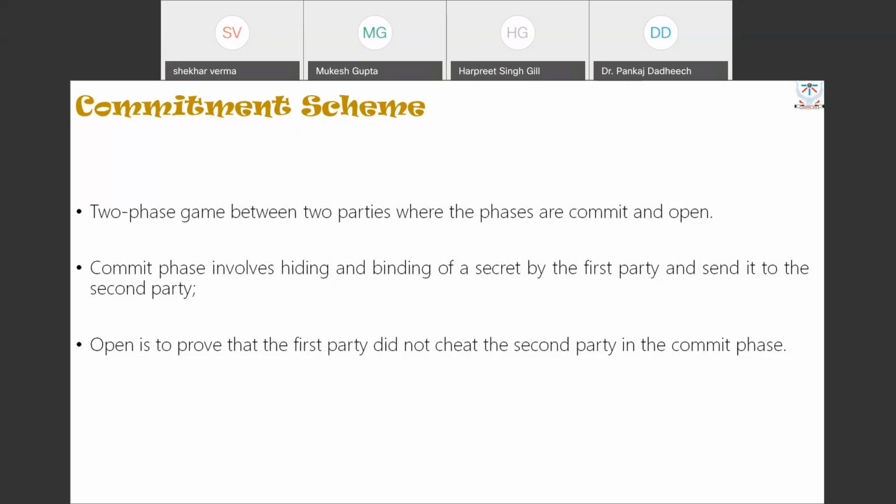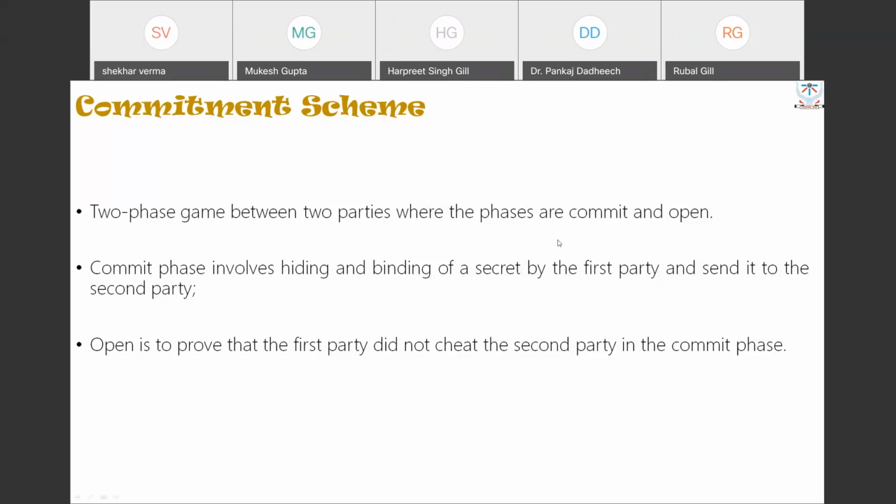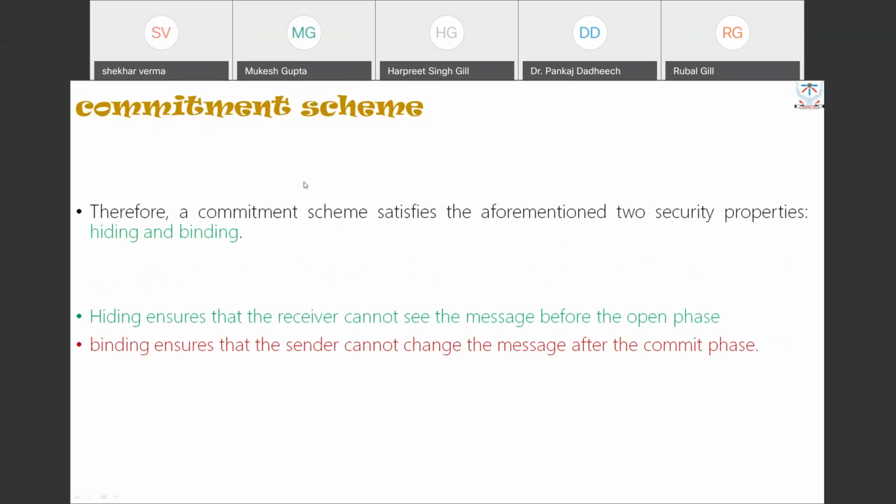Commitment is something in which I can hide and then bind. I can hide my secret and then bind my secret. That means I cannot change it, that means the first party cannot change it. So this is a two-phase game in which there is a commit and an open. A commitment scheme satisfies two properties, hiding and binding. Hiding ensures that the receiver cannot see the message because I have made a hash out of it. Binding means that the sender cannot change the message.